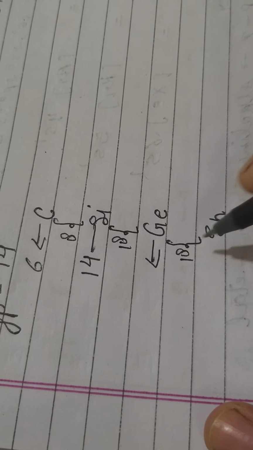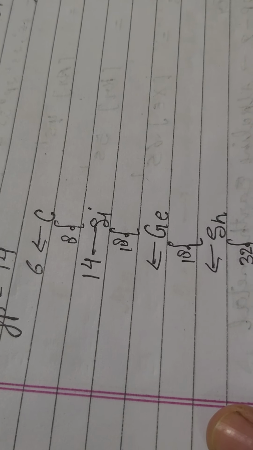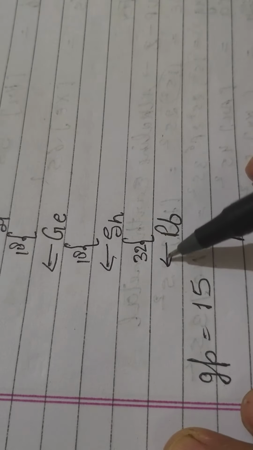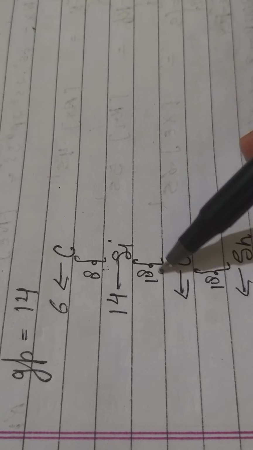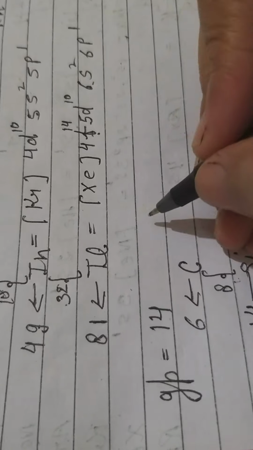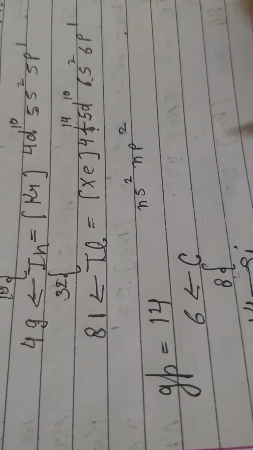Now again 18 is to be added, and after that what is to be written here? 32 is to be added. Then you will get the atomic number of Pb. I think that addition you can do yourself, but the pattern I have used is 8, 18, 18, 32. Now the general configuration you have to understand. This is ns2 np2. This is the general configuration.